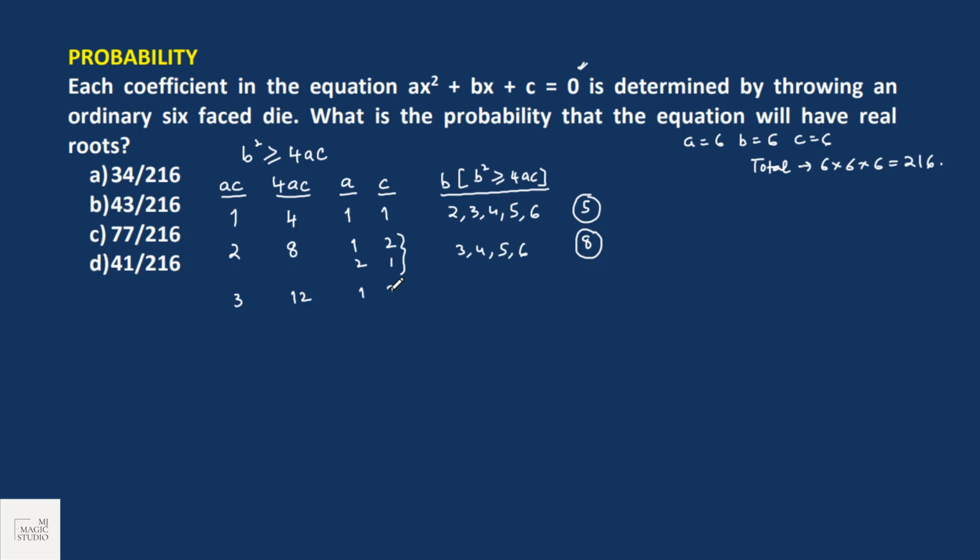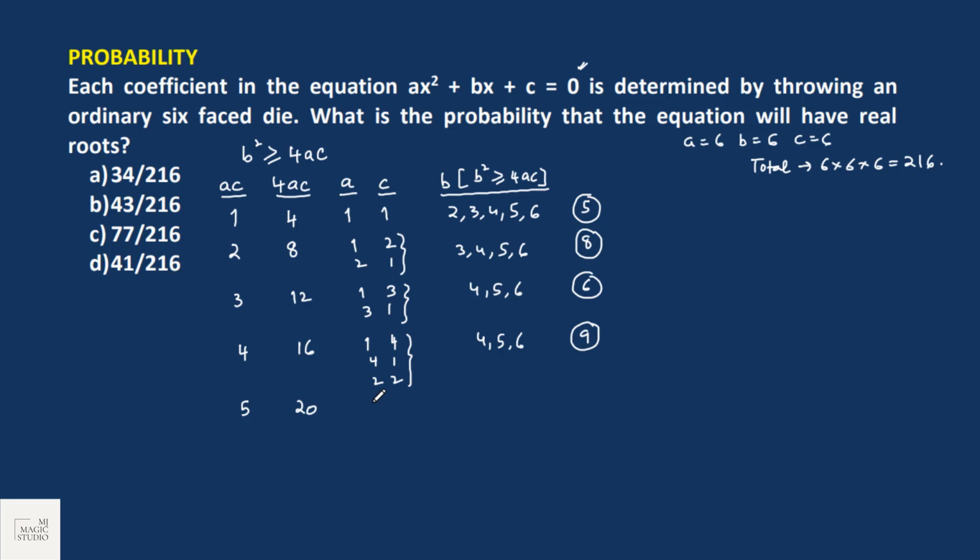a into c is 3, 4ac is 12. It can be 1, 3 or 3, 1. 12, b square should be at least 12, so 9 is not enough. We will start with only 4, 5, 6. 2 into 3, 6 cases. a into c is 4, 4ac is 16. Now 4 can be obtained with 1, 4 or 4, 1 or 2, 2. 3 cases here. For 16, b can be 4, 5, 6, giving 16, 25 or 36. 3 into 3 is 9.